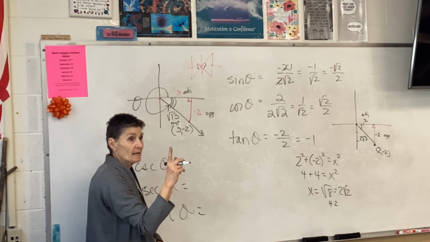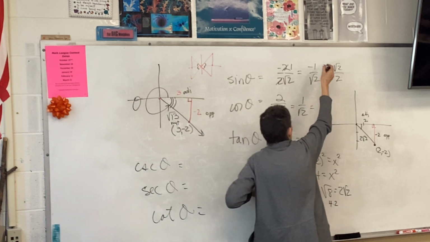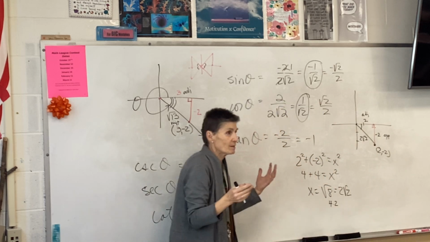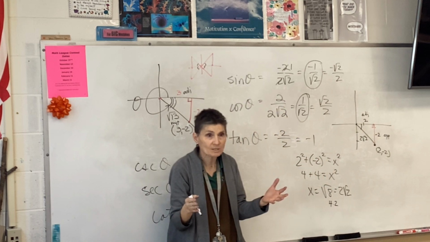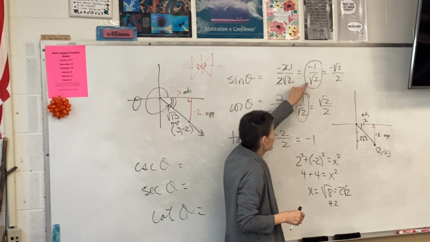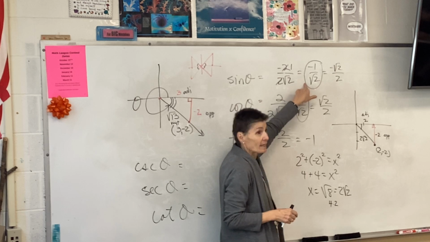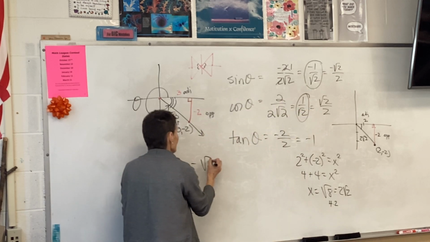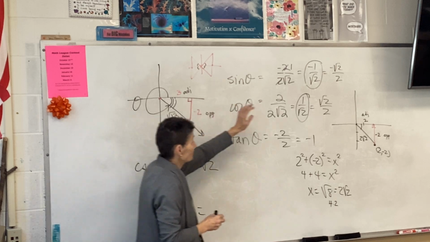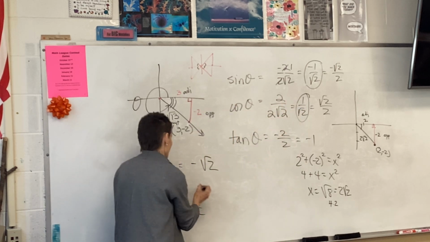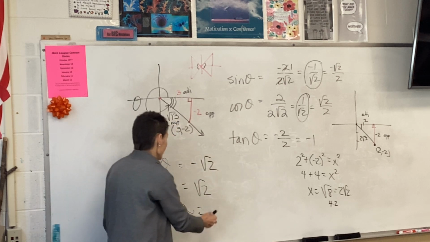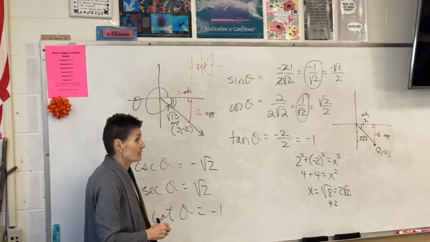Now, when you flip, I would suggest you flip at this point. Honestly, it will make no difference when you flip. You're going to get the right answer, but flipping here will be less work. Because if I flip this, I'm just going to get negative root 2 for my cosecant. If I flip this, I'm just going to get root 2 for my secant. And then the cotangent is also going to be negative 1.